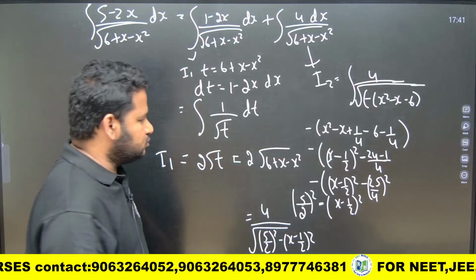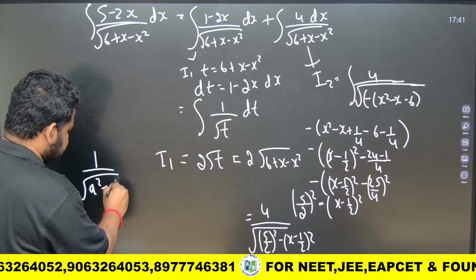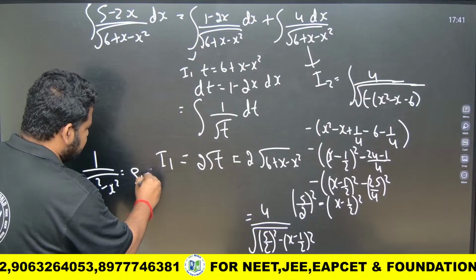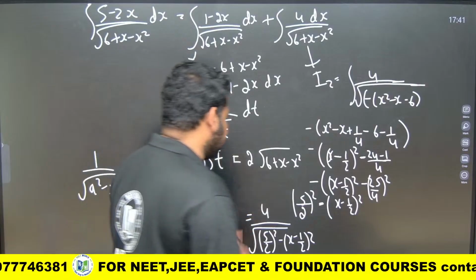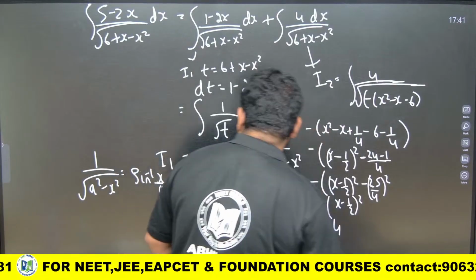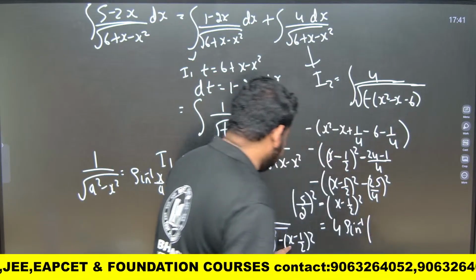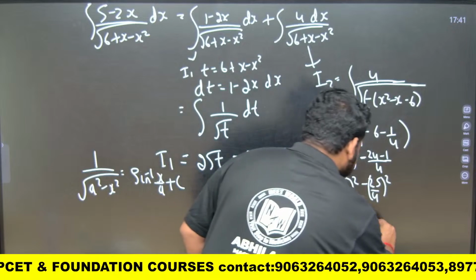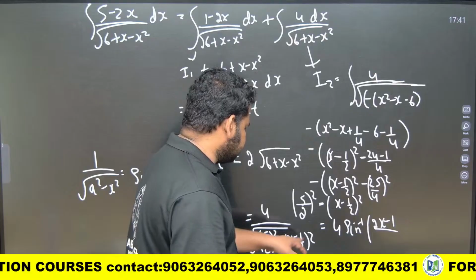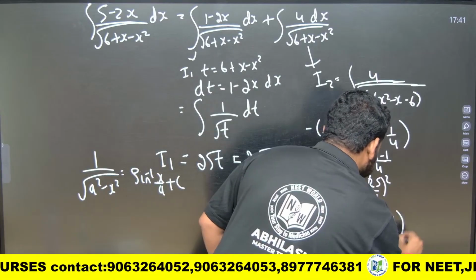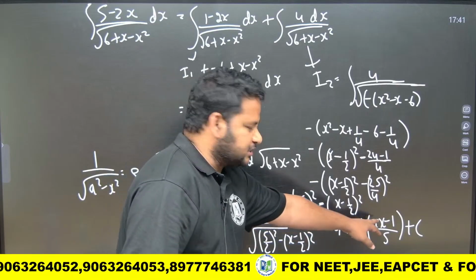This is of the form 1 by square root of a square minus x square, which is nothing but sin inverse of x by a plus c. Here I have to write 4 also. Sin inverse of x by a: if I take the LCM, this will become sin inverse of 2x minus 1. The 2 cancels with the 5 by 2, so this will become 5 plus c. So it is 4 times sin inverse of 2x minus 1 by 5 plus c.